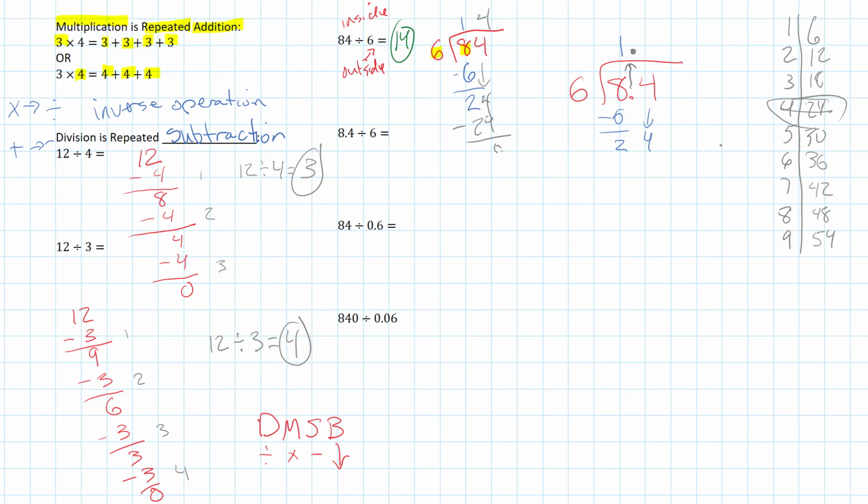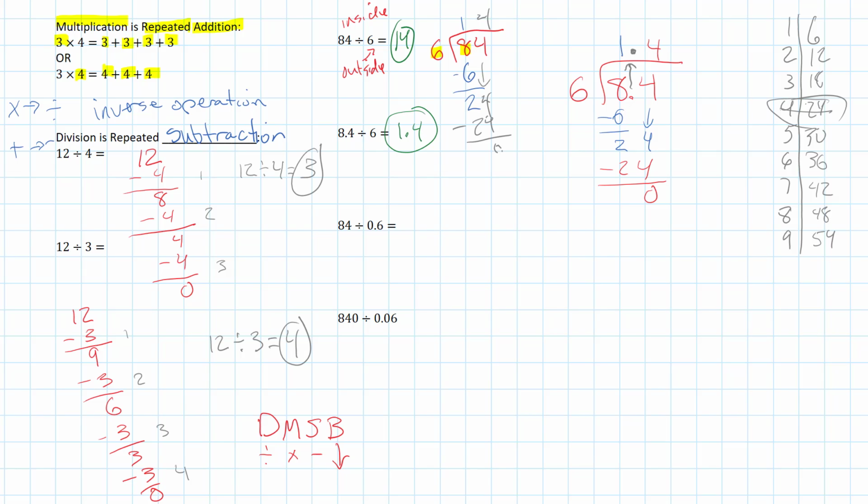6 goes into 24. That's 4 times. 4 times 6 gives me 24. Just like I expected it to be. There's no remainder. And what I find is that my answer is 8.4 broken into 6 equal parts is 1.4 each time. Not too bad, right? So let's do another one.